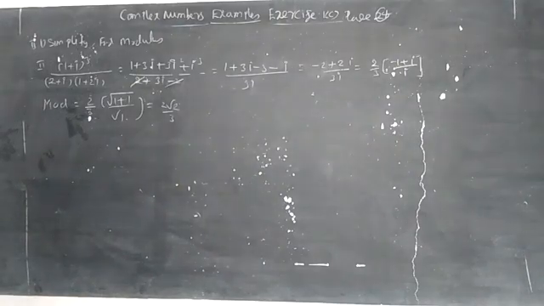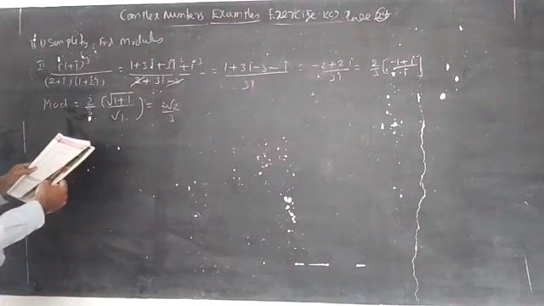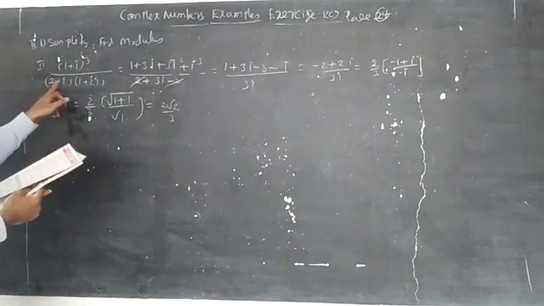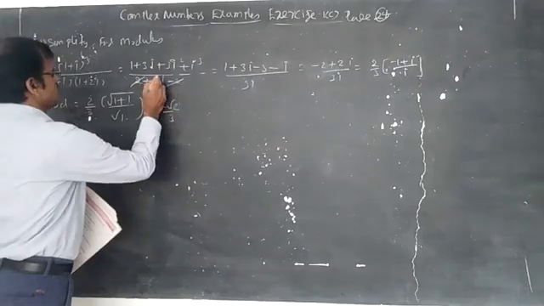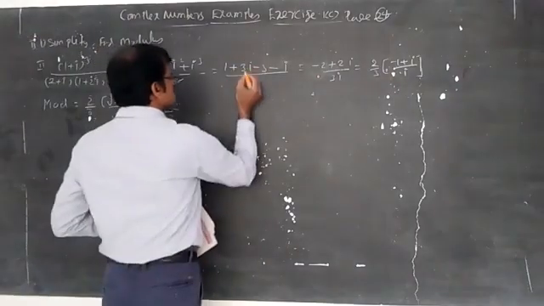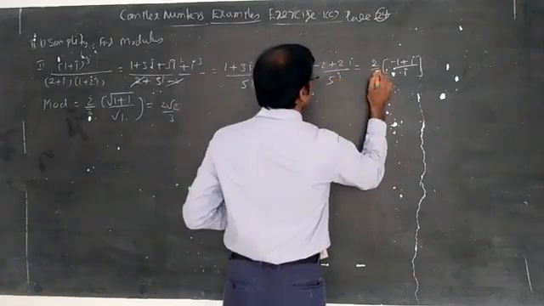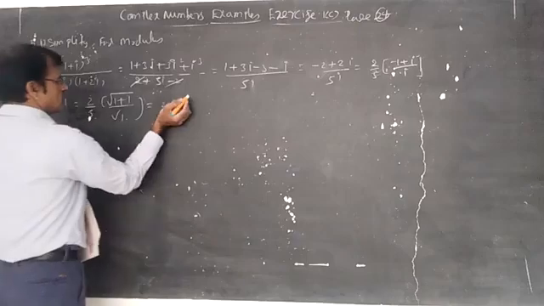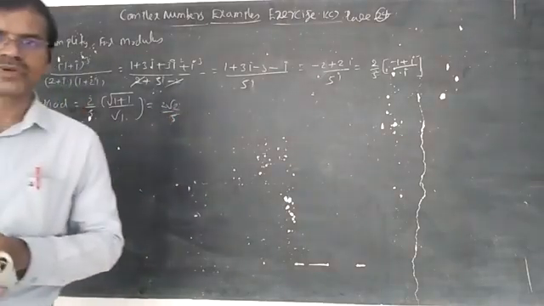Next, 2 plus 2i by 5i. (1 plus i) whole cube by (2 plus i) into (1 plus 2i): 2 plus 2, 2 is 4. So this is 5i, students. This is 5i. This is 5. 2 root 2 by 5 we got.